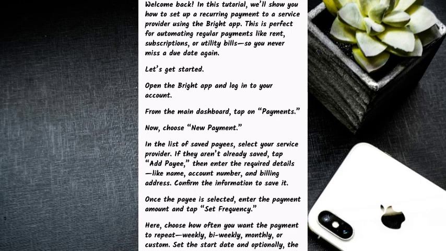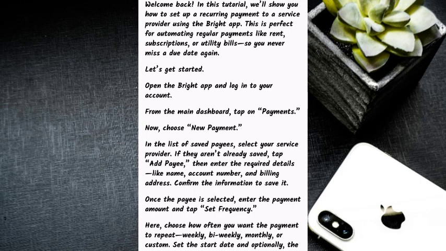In the list of saved payees, just select your service provider, and if they aren't already saved, tap Add Payee, and then you're going to enter the required details like the name, account number, and billing address. Confirm the information to save it.